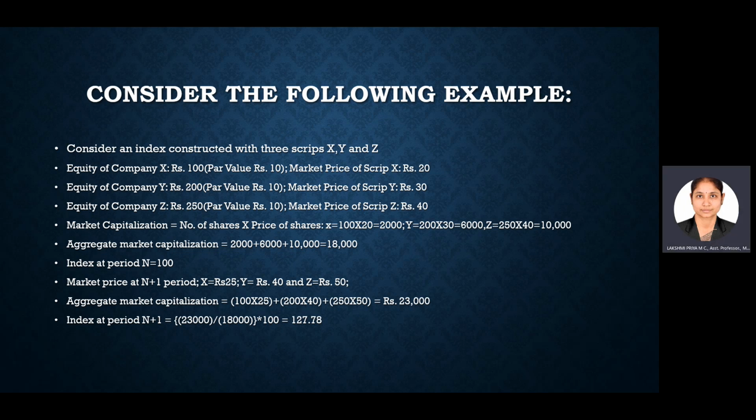How to calculate market capitalization? Number of shares into price of shares. Number of shares of company X is 100 and the market price of the share is 20. Now the market capitalization of company X is 2000. The market capitalization of company Y is 200 into 30, 6000, and the market capitalization of company Z is 250 into 40, 10,000. The total market capitalization is 2,000 plus 6,000 plus 10,000, which is equal to 18,000.